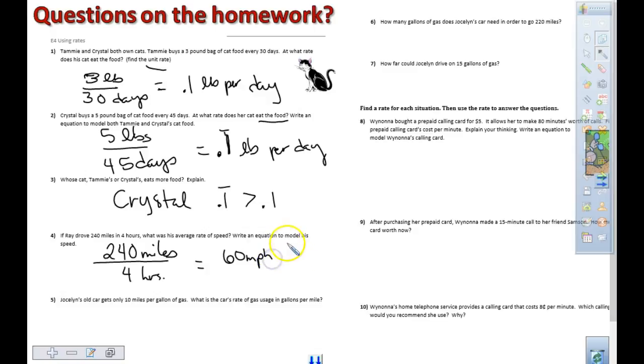Now, yesterday we talked about equations. And we said when we write an equation, we are always putting the dependent variable equals our unit rate, UR, that's going to be the unit rate, times the independent variable.